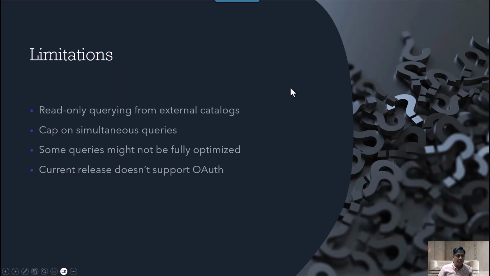Now let's understand the limitations of Lakehouse Federation, and then we will jump to a demo. First of all, it is read-only querying from the external catalog, which means you cannot write any data to the external catalog directly. There is a cap on simultaneous queries, so you cannot concurrently query the external database heavily. Some queries are not fully optimized, so they might run slowly depending on the database. And the current release does not support OAuth, even if your data source supports it.